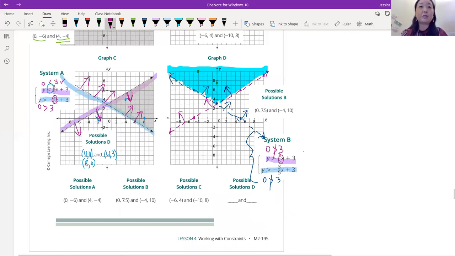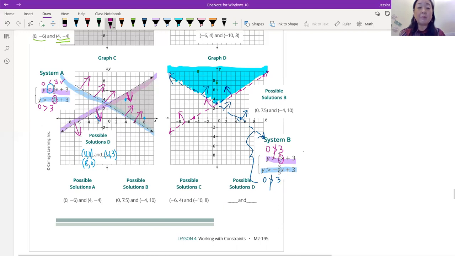And then for the last one, this was the one that we did not have the graph for, so we graphed it ourselves. Again, we start with a 3, and we're going to go up 3 and then to the right 5 to get to the next point. And this is going to be our purple line, and then our blue is going to be over here.